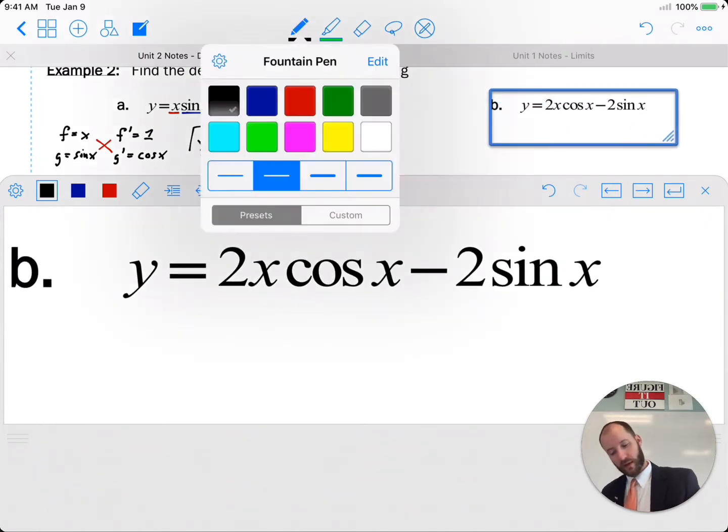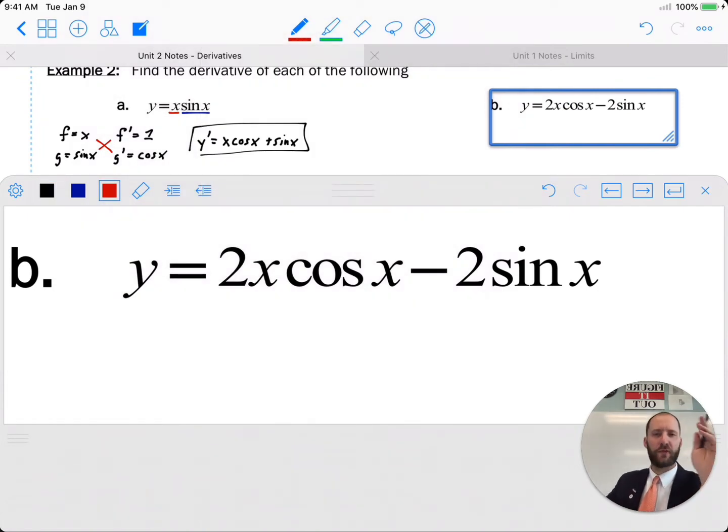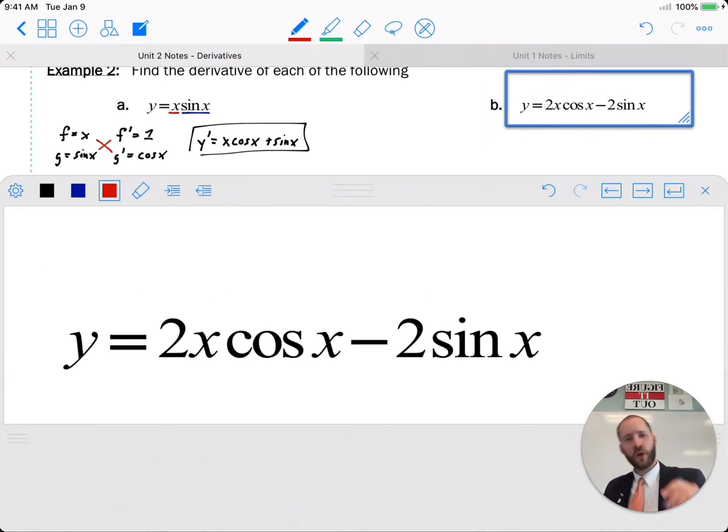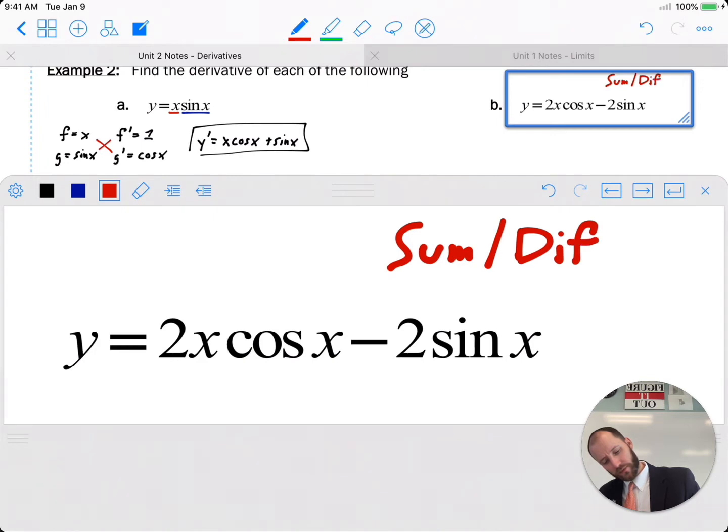Example B, we have a couple of different things going on. Now, I've said this before, I'll say it again now, I'll say it again in the future. A lot of derivative problems, you're using more than one rule. So overall, think about what kind of derivative rule this is. We have 2x times cosine x minus 2 sine of x. So overall, what is the big picture for this? Overall, we're looking at a sum and difference problem. We have two functions, the 2x cosine x, and the 2 sin x being subtracted, so a sum and difference.